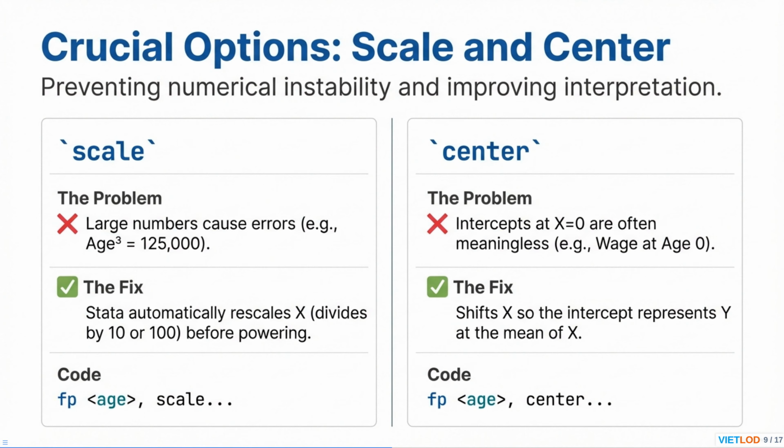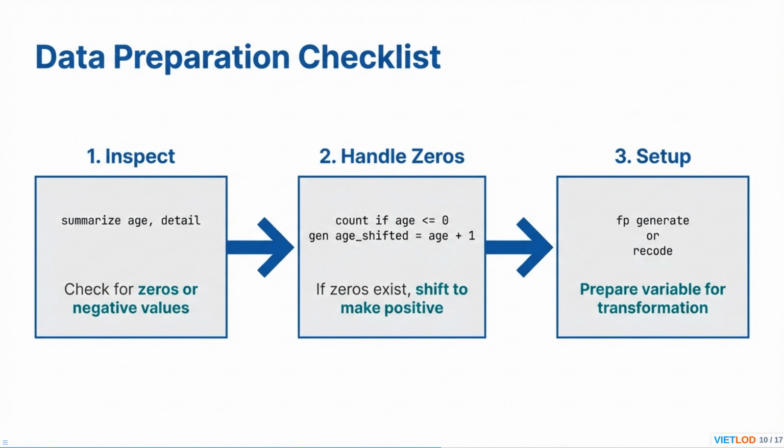This ensures numerical precision. Separately, the center option significantly improves the interpretability of your model's intercept. In many real-world scenarios, an x value of 0 is nonsensical. For instance, interpreting the intercept for wage at age 0 is meaningless. By using center, Stata shifts the variable by its mean, so your intercept then represents the predicted outcome at the average value of x. This makes the constant term economically meaningful. Together, specifying fp <age>, center scale, ensures your fractional polynomial models are both numerically robust and interpretable.